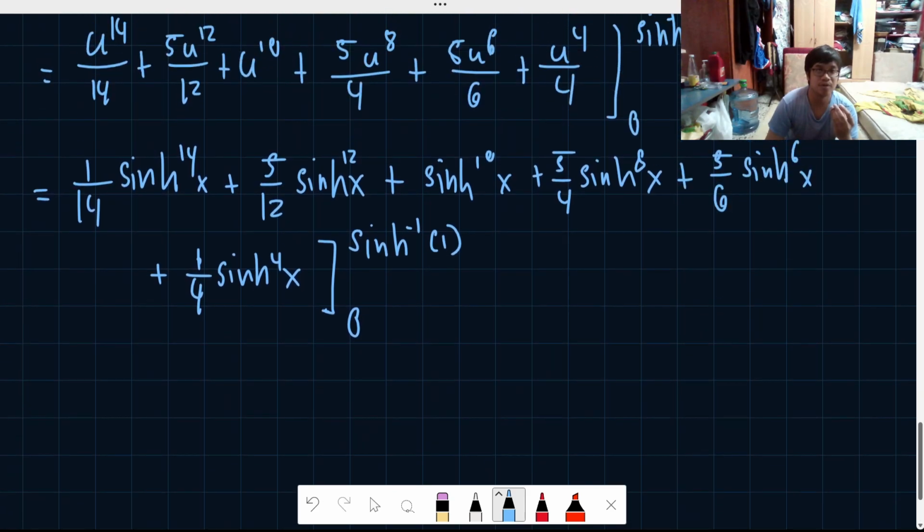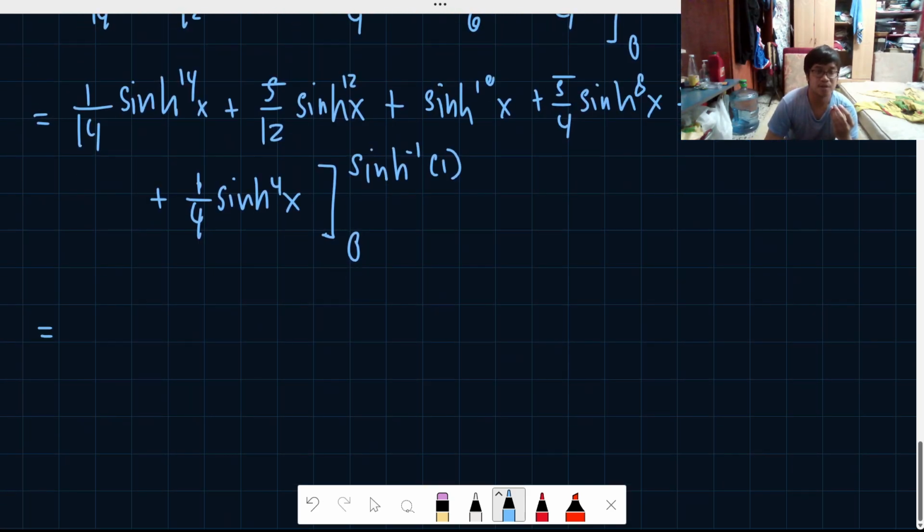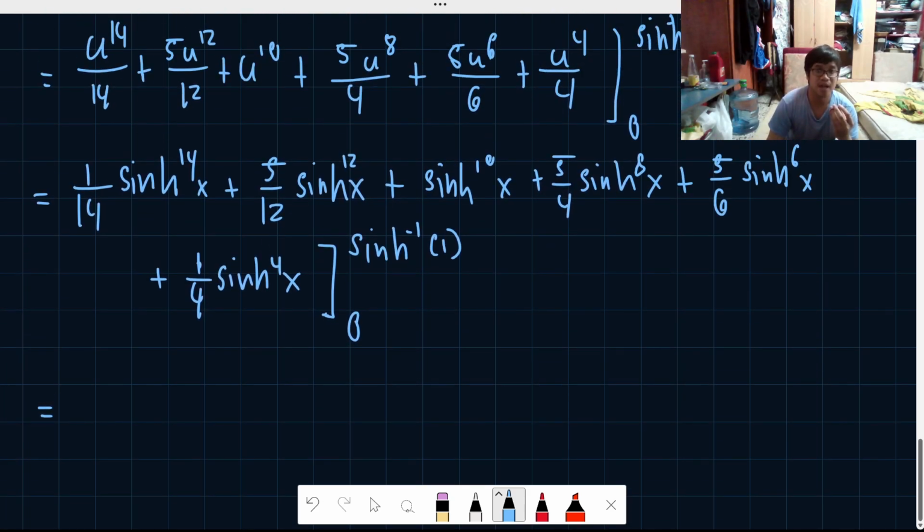Okay, good. So with that, we're going to now get the final answer by substituting these limits. So first, let's try to substitute. What if we have the upper limit as inverse hyperbolic sine of 1? We're going to substitute it in this integral. So what happens here is like this.